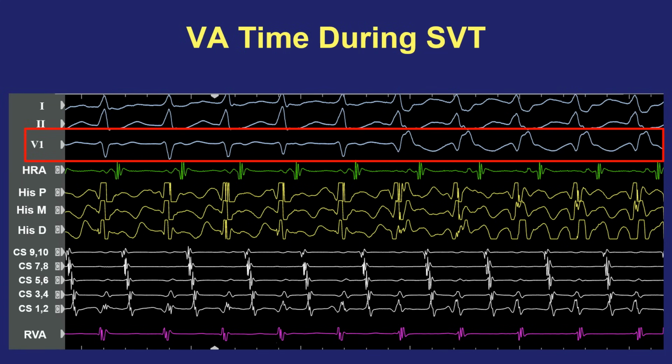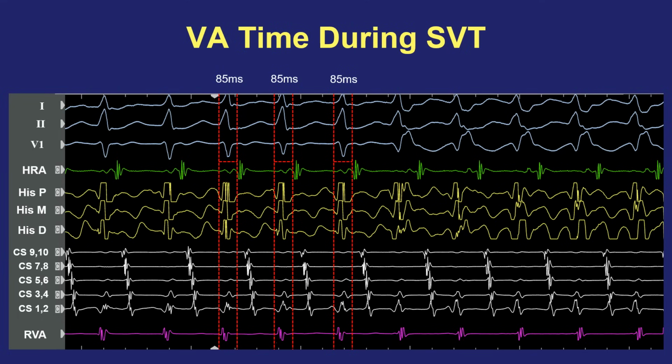However, if we look at the VA time during the narrow QRS portion, it's 85 milliseconds. Again, we're measuring this from the beginning of the QRS to the earliest atrial signal. And by the way, it shouldn't escape you that the earliest A is over here in the high right atrial catheter, another clue about the tachycardia mechanism here.